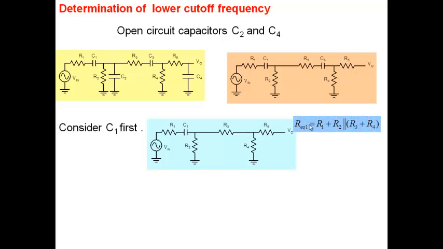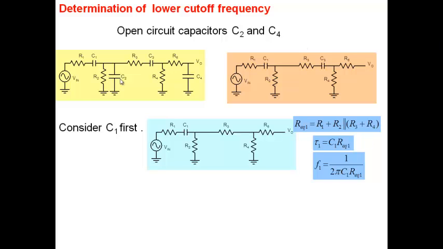So it will be equal to R1 plus R2 parallel R3 plus R4. R3 and R4 are in series here, and R5 is open here. R3 and R4 in series are in parallel with R2, and then this is in series with R1. So we determine the equivalent resistance seen by C1, and that's the time constant due to this one here. Okay, and we determine the frequency due to this.